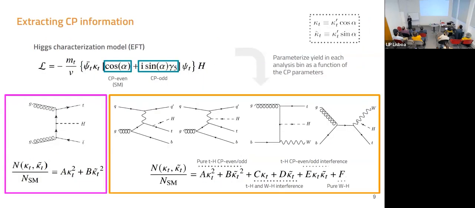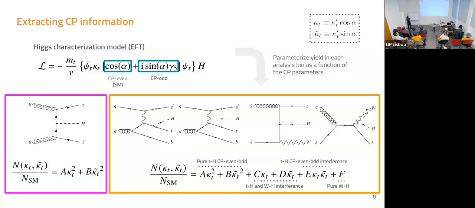When we want to extract the CP information, we use the following parameterization shown here that has two terms. One that is proportional to cosine of alpha. Alpha here is a CP mixing angle, and this is the standard model term, CP even. And then we have a term proportional to the sine of alpha that is a CP odd or beyond the standard model term. And then we have what we call kappa T, which is an overall coupling modifier that basically just modifies the strength of the coupling.